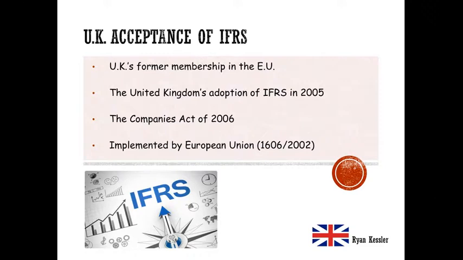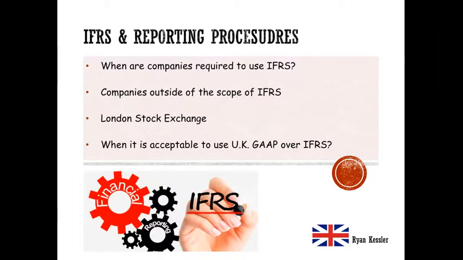The Companies Act of 2006 allows all companies besides charities to prepare their individual and consolidated financials using UK GAAP or IFRS. Charities must use UK GAAP. Companies are required to use IFRS when they trade debt or equity in any of the EU stock exchanges. Companies that do not trade on the EU stock exchange have the option to use UK GAAP. Companies that are unlisted companies or do not trade on the EU stock exchange are not required to prepare their financials using IFRS. They are permitted to use either UK GAAP or IFRS.